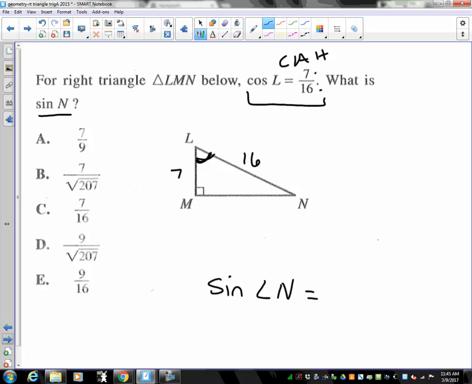Now, let's find the sine of angle N. Notice for the sine of angle N, here's angle N. If we need to, we can use the Pythagorean theorem to find that value, but I don't think we need to. So the sine is opposite over hypotenuse, so that would also be 7 over 16.